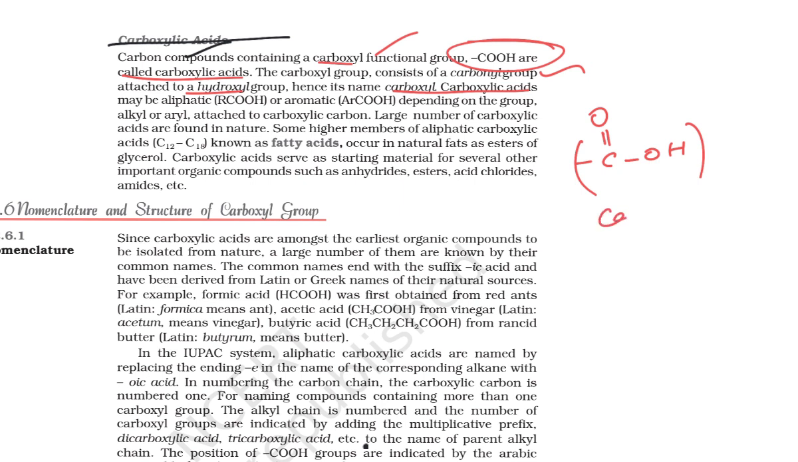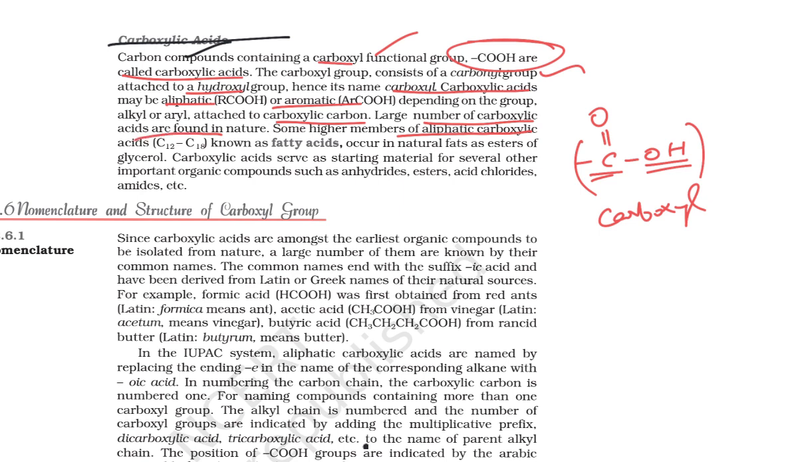So here this is your carbonyl group, this is attached with your hydroxyl group, so carbonyl plus hydroxyl, we call it a carboxyl. Clear? So this is hydroxyl, this is your carbonyl. Then if an alkyl or aryl group is attached to the carboxylic carbon, we call it an aliphatic or aromatic acid. A large number of carboxylic acids are found in nature.